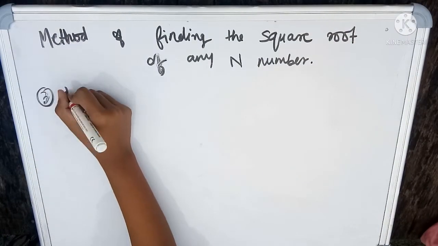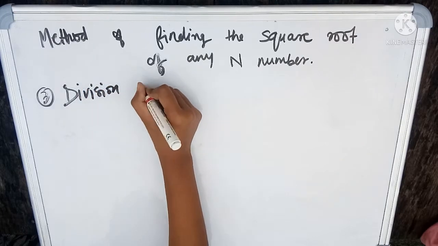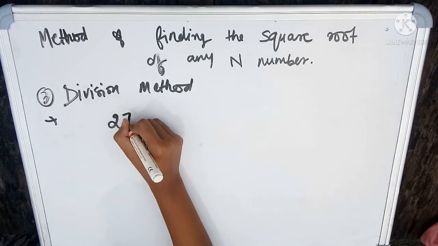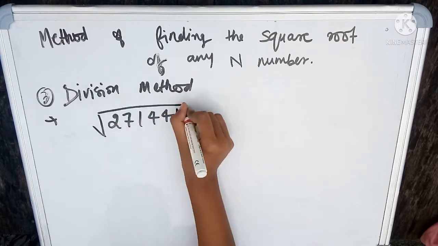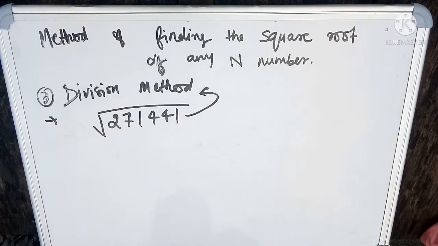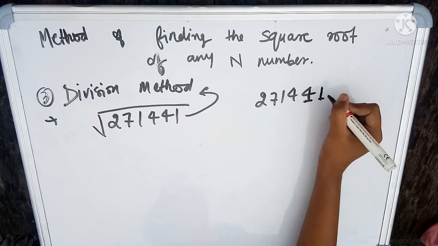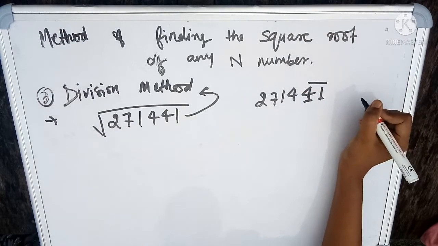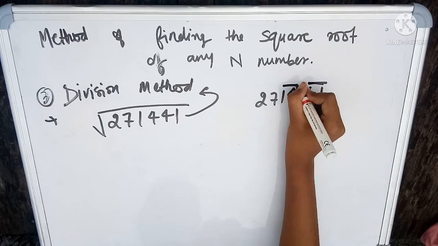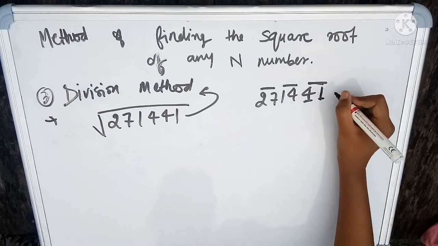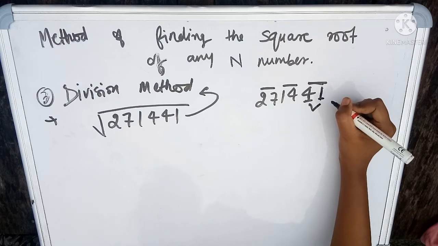The third method is the division method. So here we have to find the square root of a number using this division method. So suppose we have an example here, 271441, and we have to find the square root of this number using the division method. So the first step is we will put a bar on this number, starting from the right side, in pairs of digits. So here on the right side we have 41. So here we will put the bar, and next we have 14 and then 27. This bar indicates that these two digits will go together for dividing.